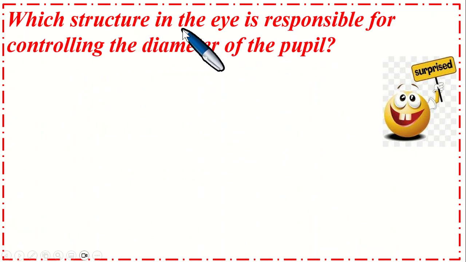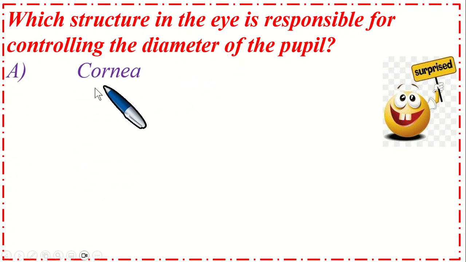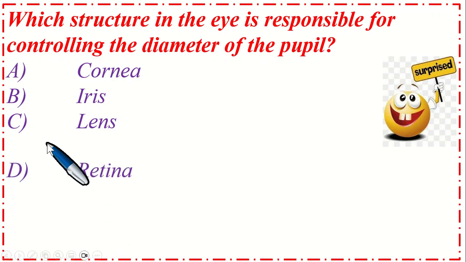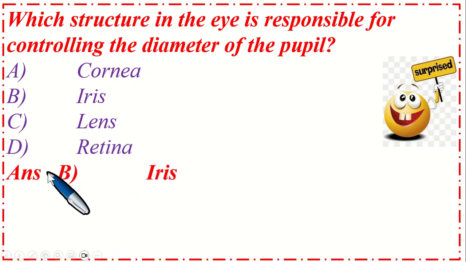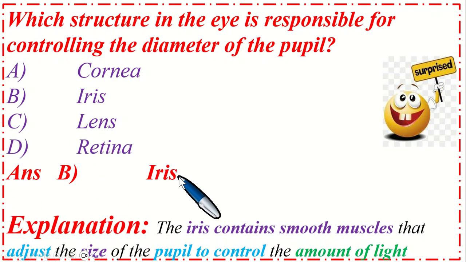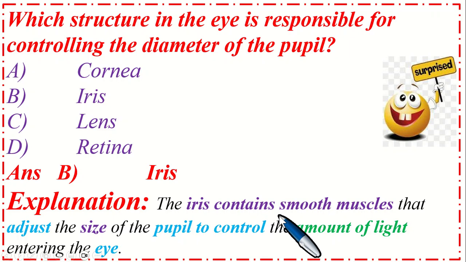Which structure in the eye is responsible for controlling the diameter of the pupil? Option A, cornea, B, iris, C, lens, and option D, retina. So the correct option is B, iris. The iris contains smooth muscles that adjust the size of the pupil to control the amount of light entering the eye.